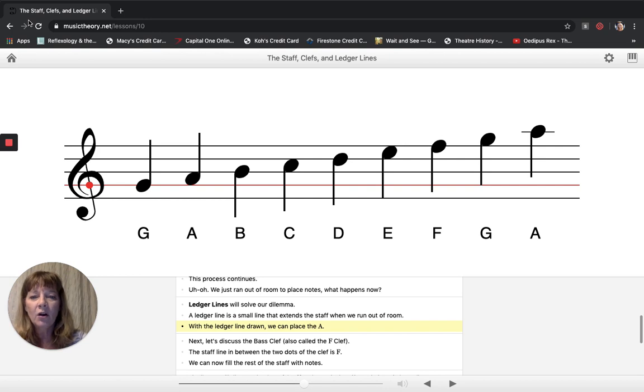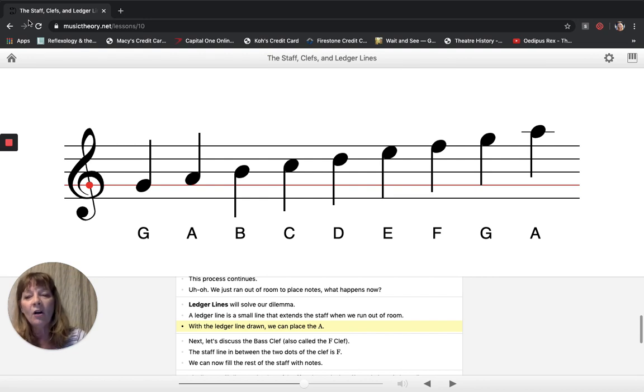If you look at all the spaces on this treble clef, you can spell the word face: F, A, C, E. So the spaces on the treble clef spell the word face. That's how you can remember what those space notes are, right?